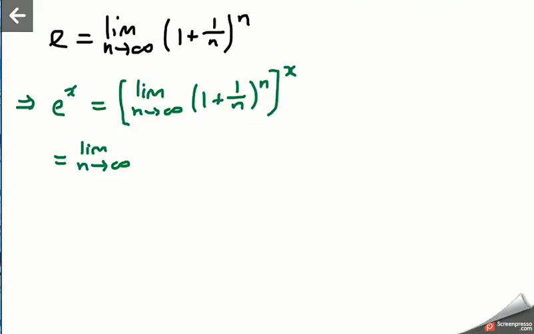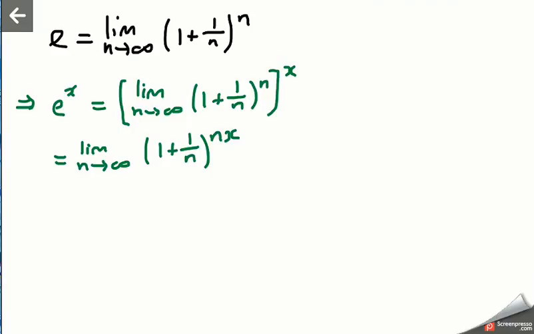So this should be equal to the limit as n tends to infinity of (1 + 1/n)^n, and then that thing to the power of x. And if we're taking a power of a power, you just have to multiply the powers. So this is equal to (1 + 1/n)^(nx). Remember, if you're taking a power to a power of another power, you can just multiply those two powers, so we don't need those brackets.